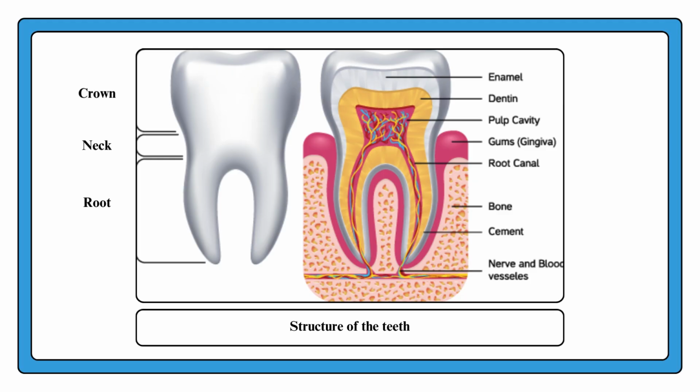In the neck region, the root canal will be there and the teeth are embedded into the gum. In the root region, the cement, bone, and nerves and blood vessels can be seen.